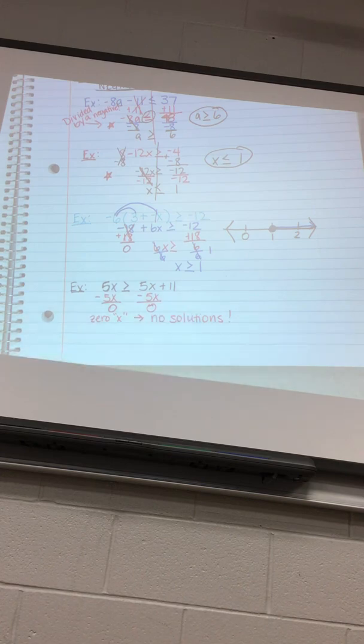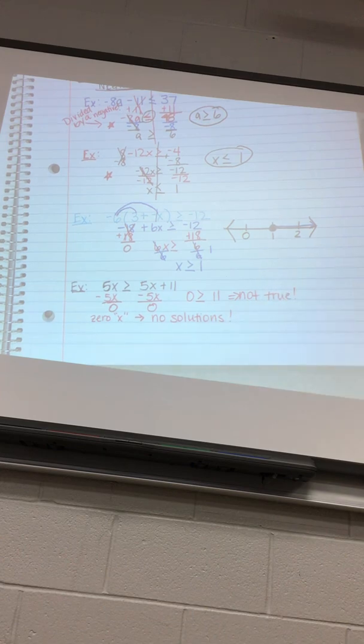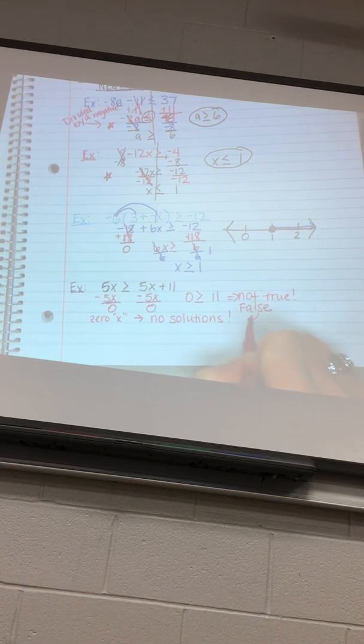You cannot get an answer because when you do 5x minus 5x, you get a 0. Then you're just going to have 0 is greater than or equal to 11, because that's what you have left. Is this true? No, this is not true. It is not greater than or equal to 11. It's less than or equal to 11. So this is not true. It is false because there are no solutions. No solutions. There is nothing here that makes sense.